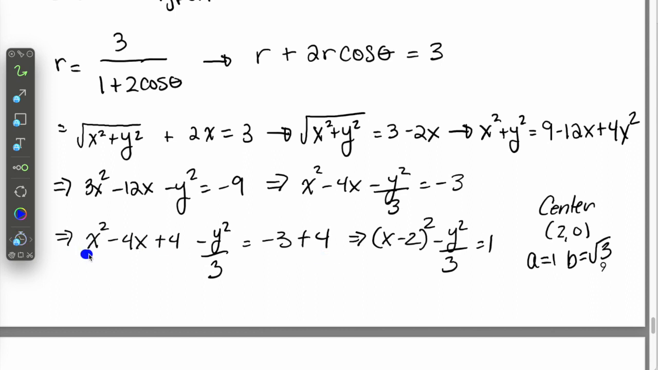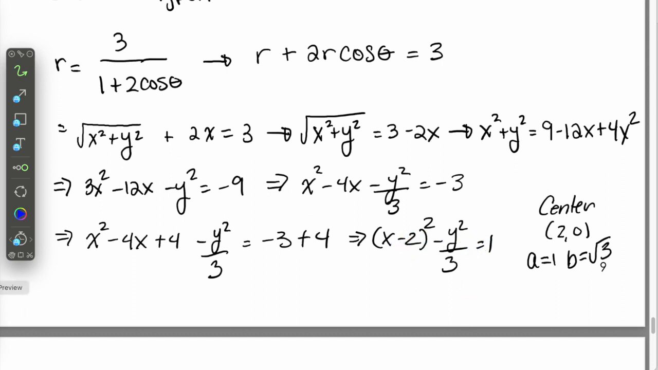So then I could factor this, and I got x minus 2 squared. And then I carried over the minus y squared over 3. And then negative 3 and 4 gives me 1. So I have x minus 2 squared over 1. So my a is going to be 1. And then I have minus y squared over 3. So my b squared is 3. So b is going to be the square root of 3. My center is going to be 2, 0.